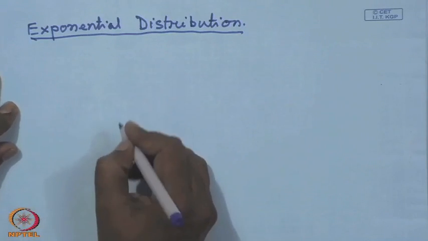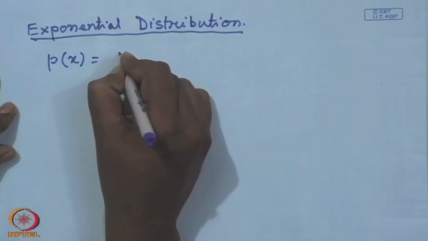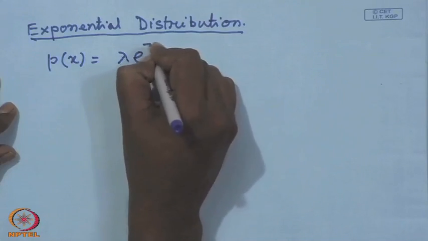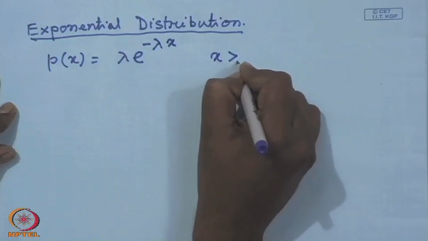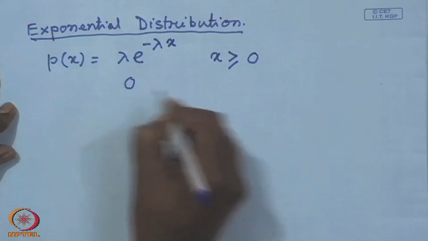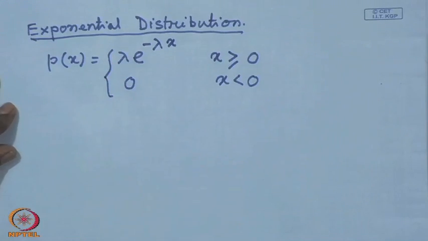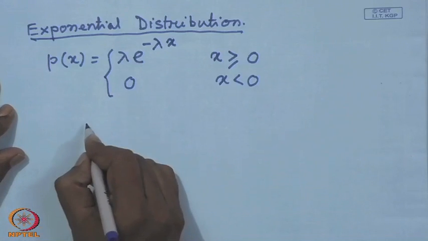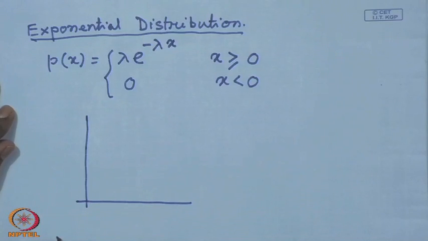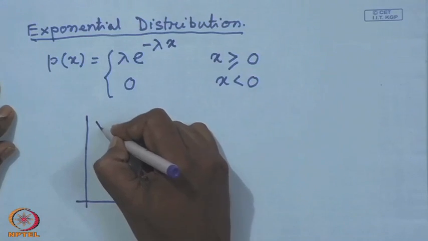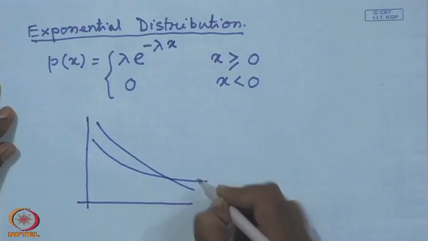And the exponential distribution is given by p of x is equal to lambda e to the power minus lambda x for x greater than or equal to 0, and this is equal to 0 for x less than 0. And if I plot this exponential distribution, the plot will be something like this. For different values of lambda, I will get plots like this.